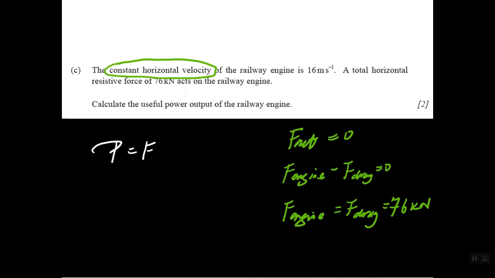Output power is force times velocity, and the force here is 76,000 and the velocity is 16. That gives us 1.2 times 10 to the 6 watt.